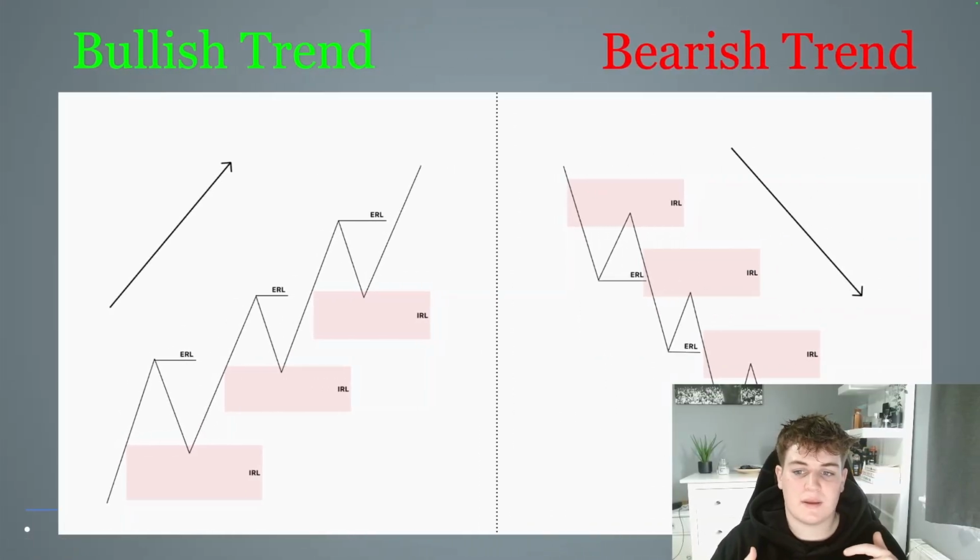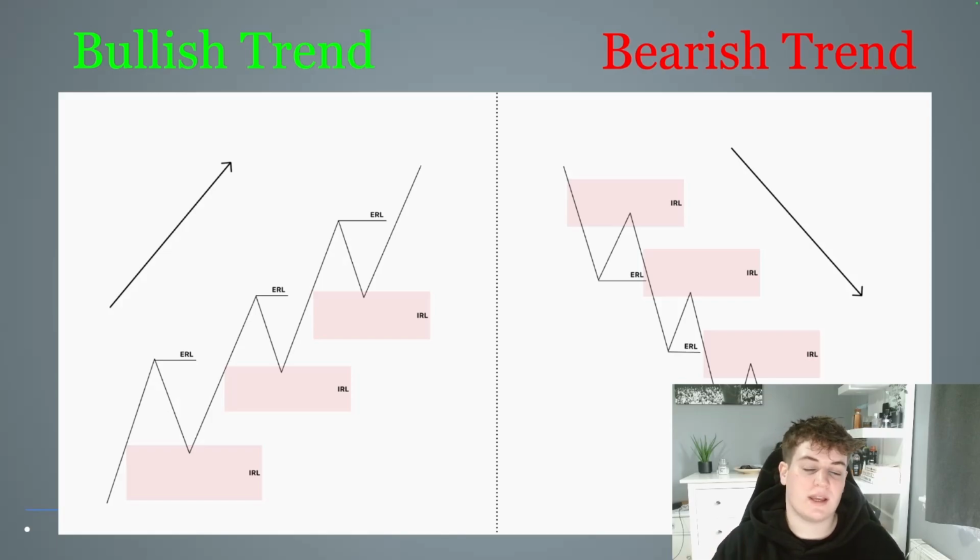This is just a quick diagram of what it would be like in a bullish and a bearish trend. Those internal range liquidity pools in a bullish trend should support price higher, yes? And those swing highs, the external range, should get broken through in a bullish trend. We should see old highs getting ran through and old lows being swept and respected, and then vice versa on a bearish trend.